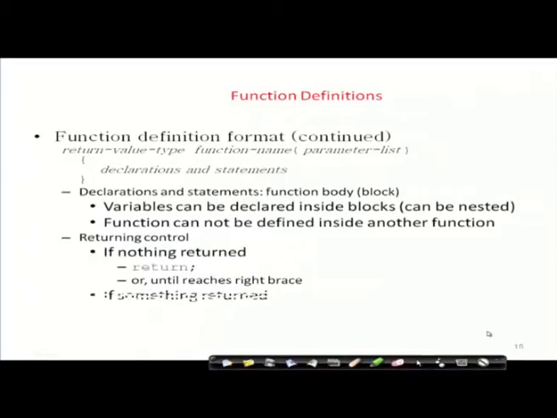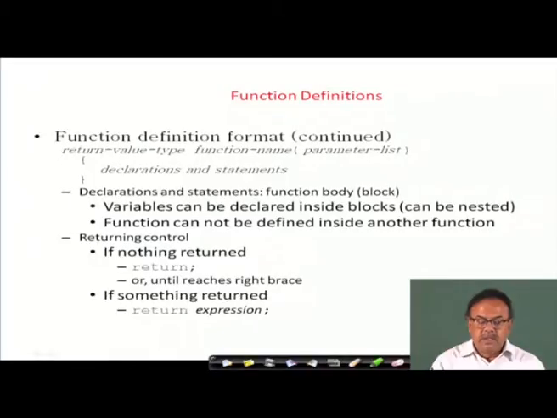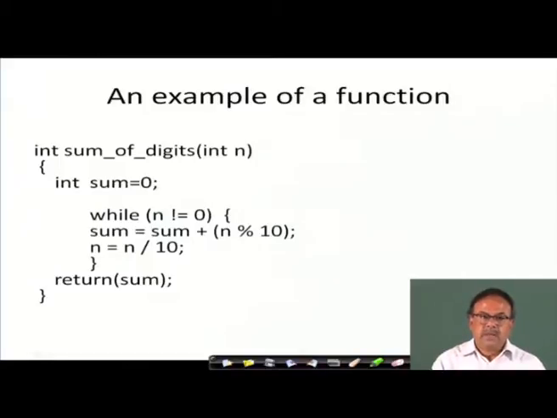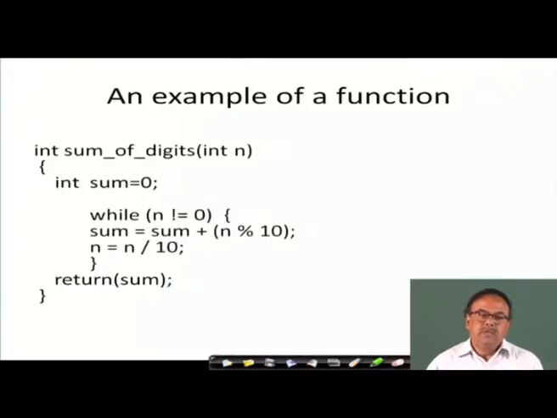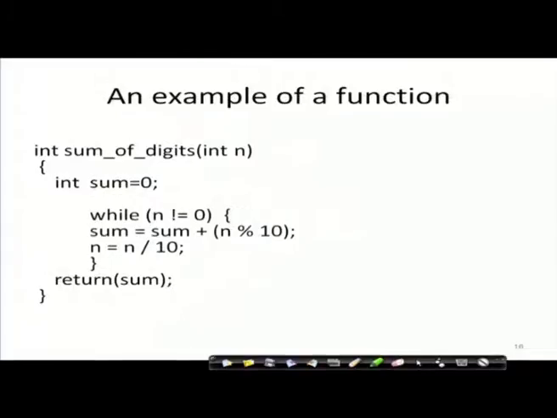And returning of control. The control will have to be returned as we have seen. If nothing is returned, then return, we have already seen that. If something is returned, then return that expression. Here again another example of a function. The more examples you do, the better you will understand. Here the function, as the name implies, you see it is always better to use meaningful names for functions. Sum of digits of n.